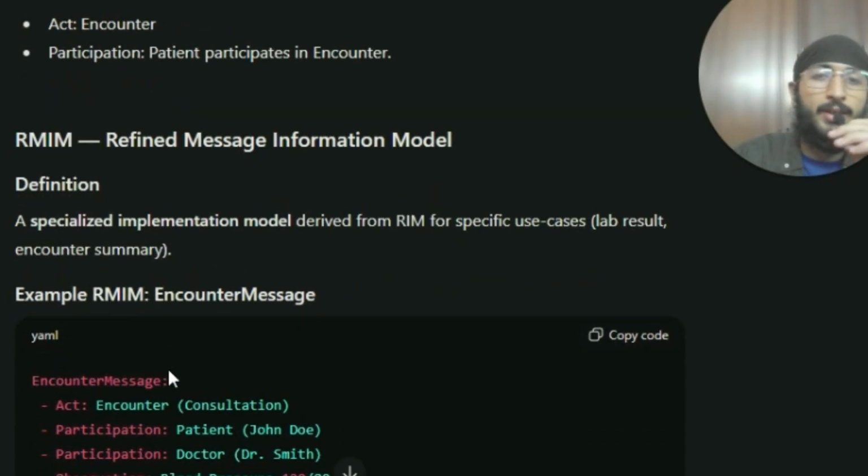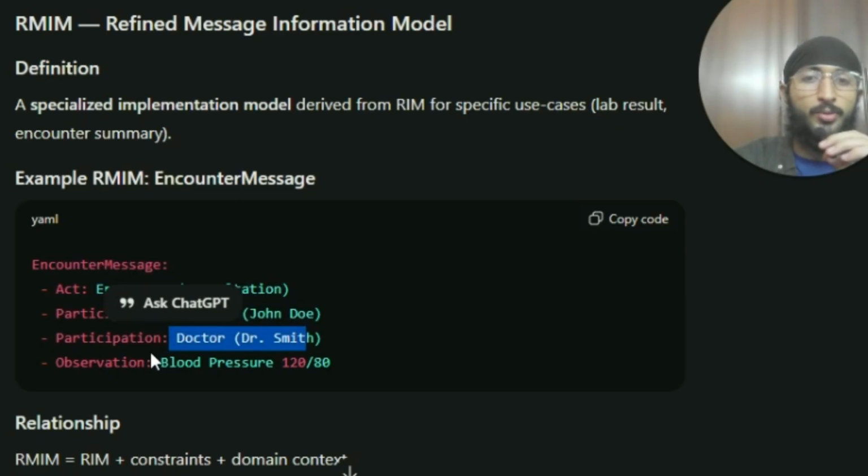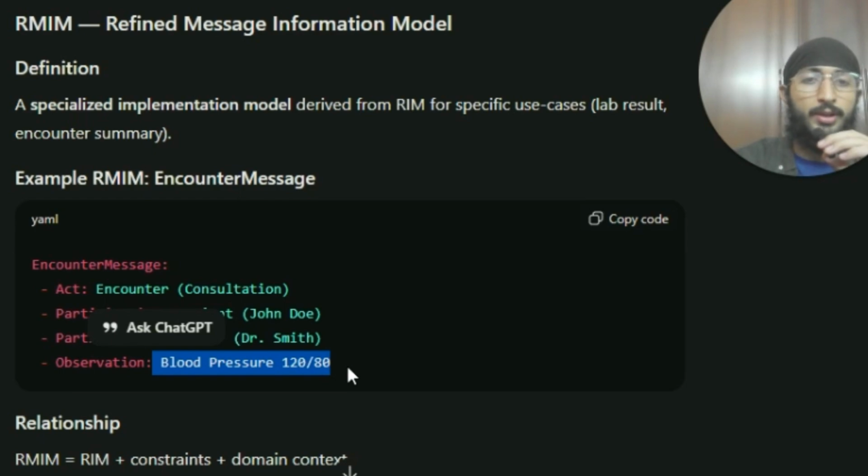Now, example, an RMIM encounter message looks something like this. Act as encounter, consultation, participation, patient John Doe, participation, Dr. Smith, observation, blood pressure 120 over 80.